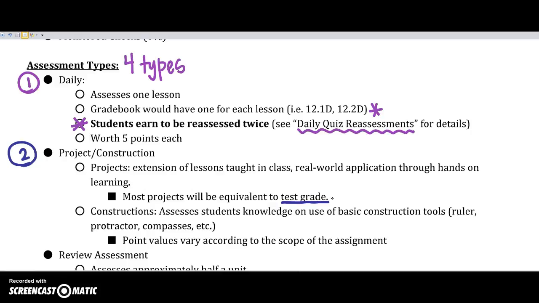Point values will vary depending on the scope of the assignment. If it is more in-depth, we might make it worth a few more points.